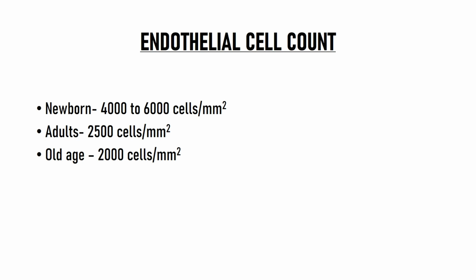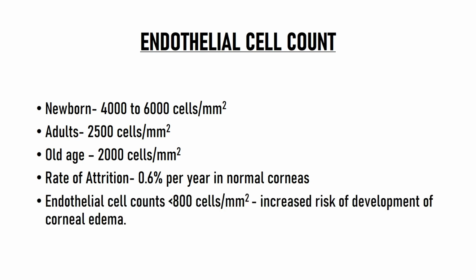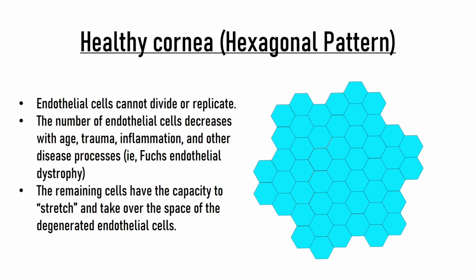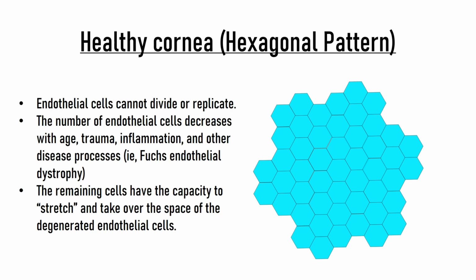The rate of attrition of endothelial cells, which means the rate at which they decrease in number, is 0.6% per year in normal corneas, which means that a normal cornea loses 0.6% of its endothelial cells every year. When the endothelial cell count goes below 800 cells per square millimeter, the risk of developing spontaneous corneal edema increases manyfold. These endothelial cells don't have the ability to divide or replicate. Cells are lost with time due to many factors like age, trauma, surgery, inflammation, endothelial dystrophies, etc.